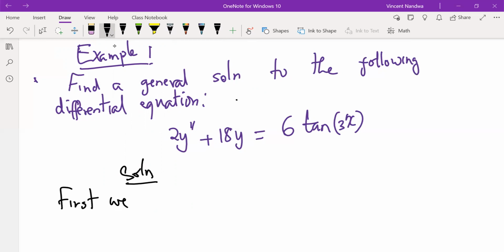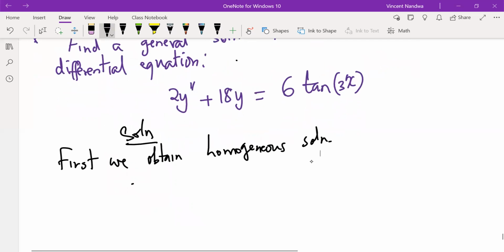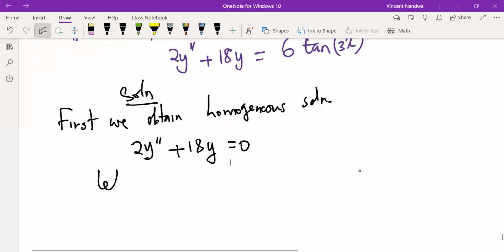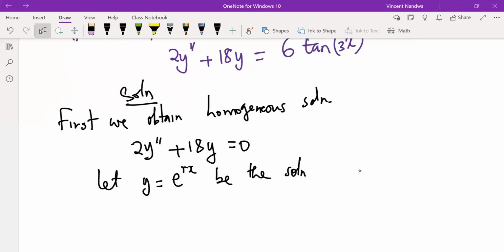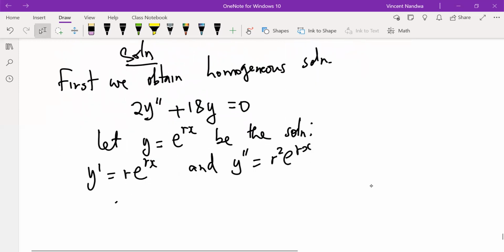First, we obtain the homogeneous solution. Now, the homogeneous solution is the solution to this differential equation. So let y equals e raised to the power rx be the solution. So y prime, y double prime. Substituting these values in this differential equation, we have 2 r squared e^(rx) plus 18 e^(rx) equals 0.